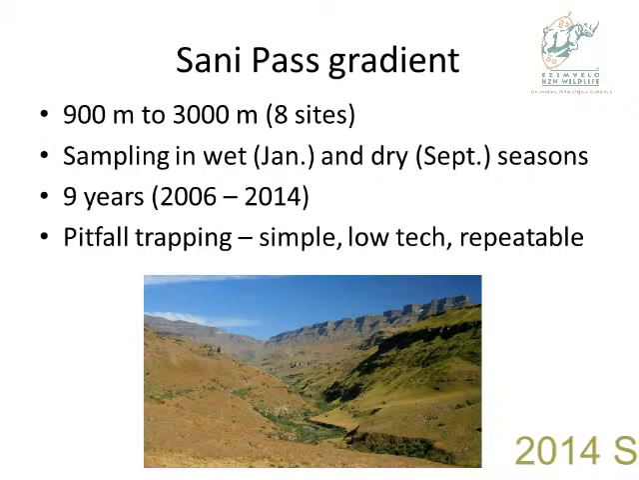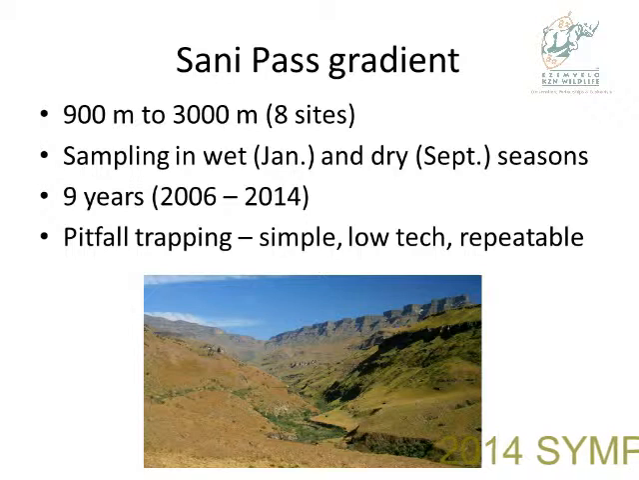So the Sani Pass gradient, where we've been working, we started working there in 2003. We've only been sampling across this more extensive gradient from 2006. The sampling is from 900 meters up to 3,000 meters. We have 8 different sites spread across that gradient, and they're 300 vertical meters apart. We sample in 2 periods, one in the wet season in January and one in the dry season in September. So far, we've done 9 years of sampling in January and September.